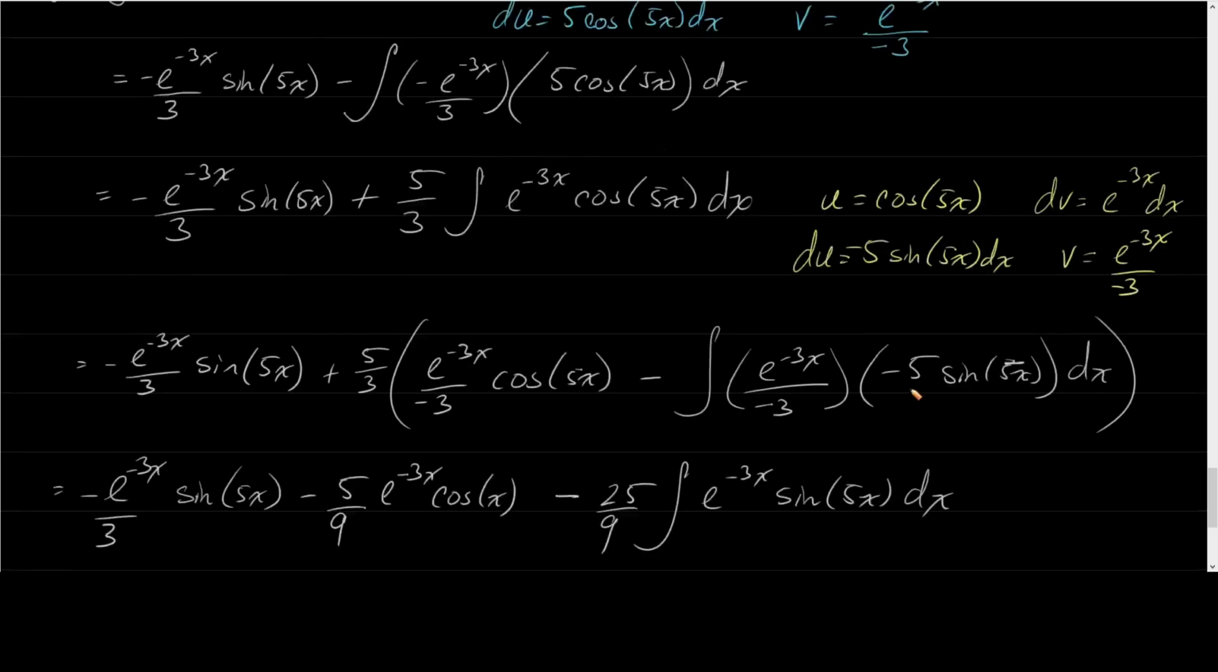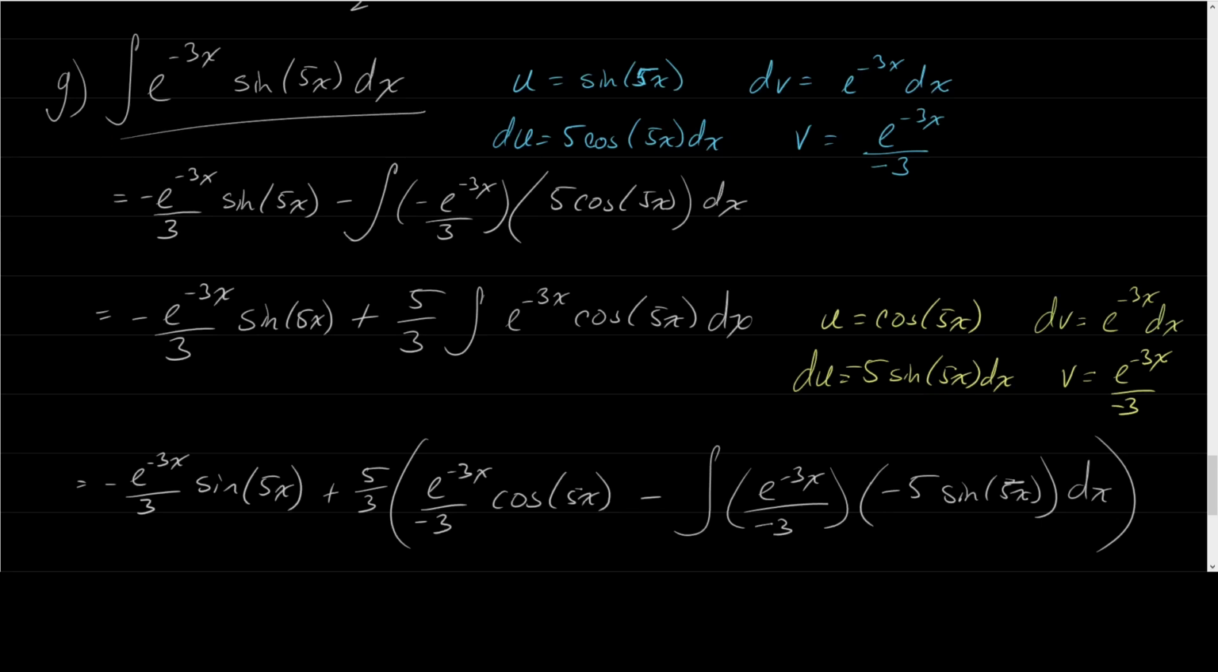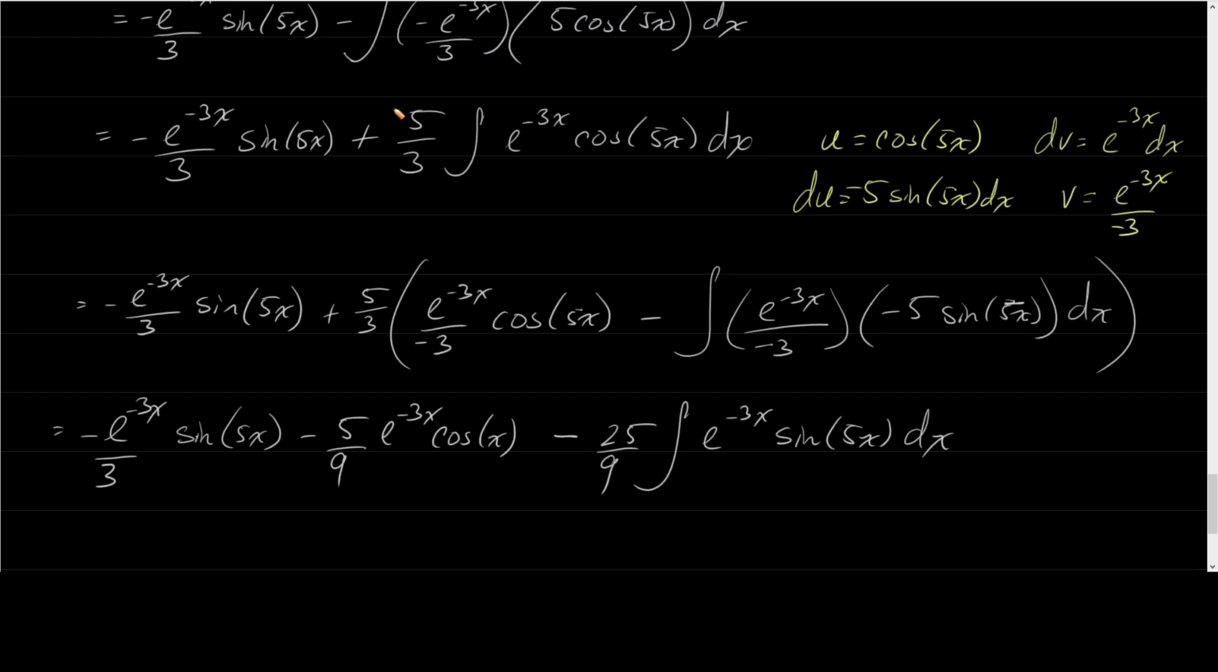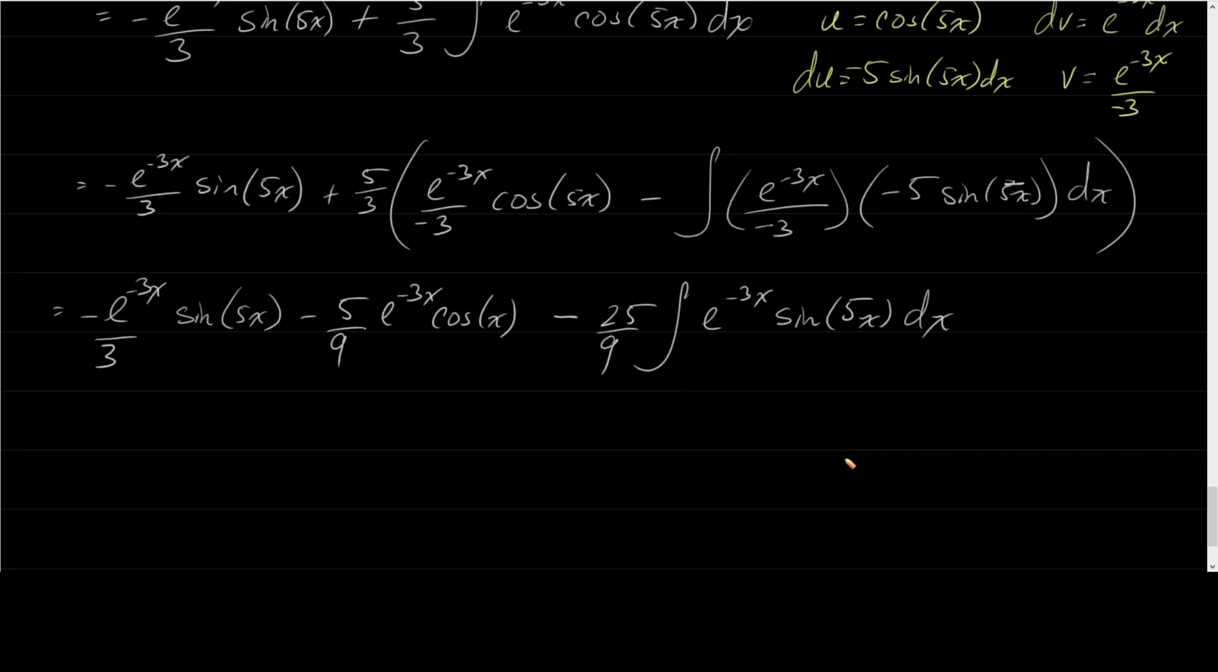And look at that. I've got that integral again, e to the negative 3x sine of 5x dx. So we're not going to just continue to do integration by parts because we just found out that that's going to just repeat the cycle over and over. But what we can do is move that integral over to the same side. And notice that I've got that negative 25/9, so I need to add that negative 25/9 to the left side.